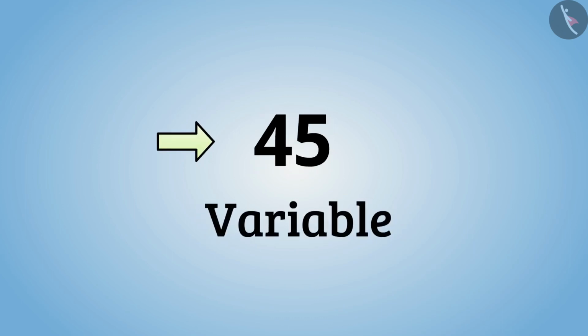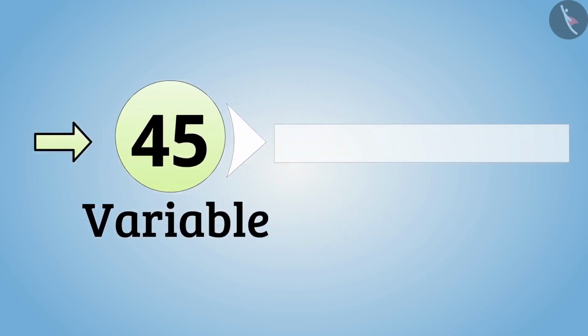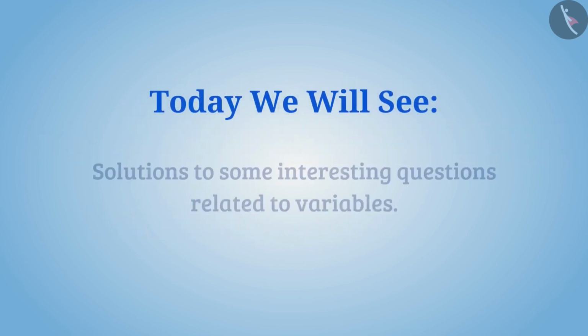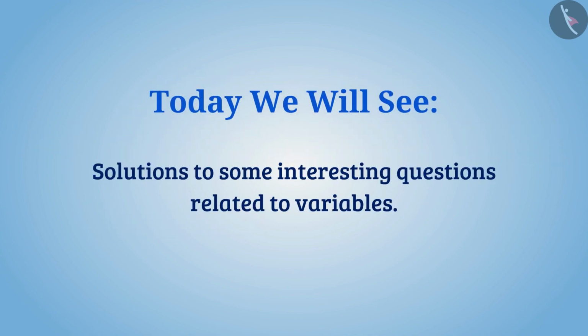So far we have learned that a number which can vary is called a variable. To represent such numbers, we can use letters of the English alphabet. Let us now find solutions to some interesting questions related to variables.